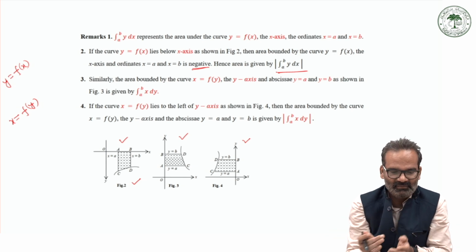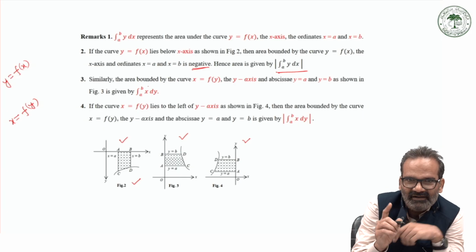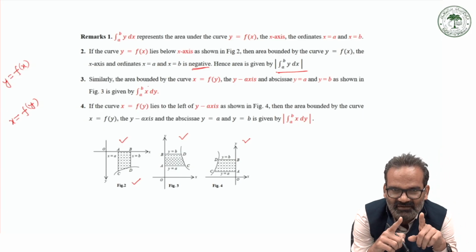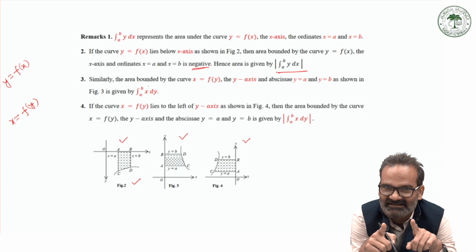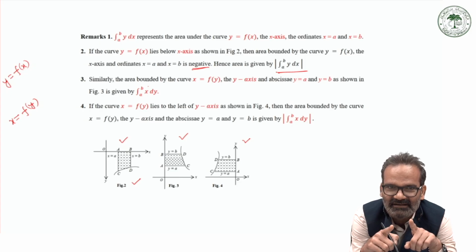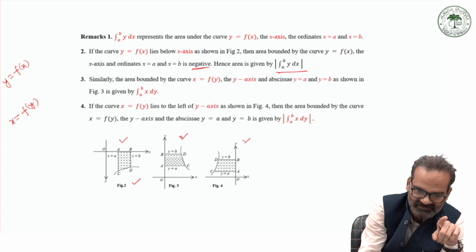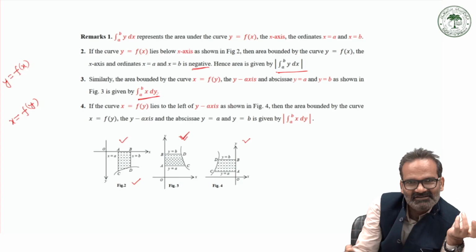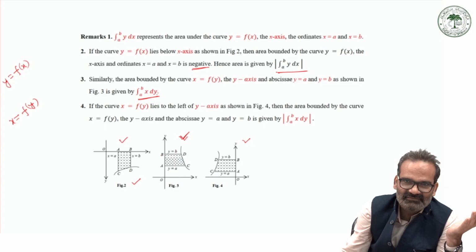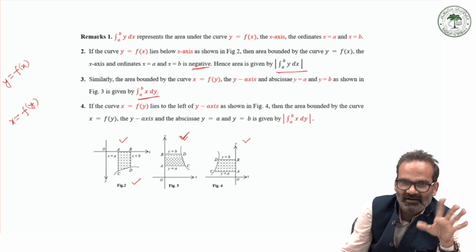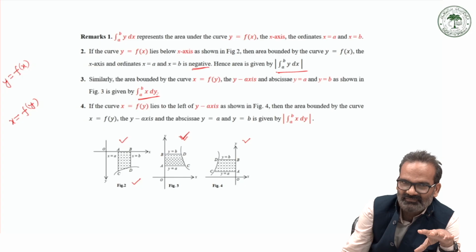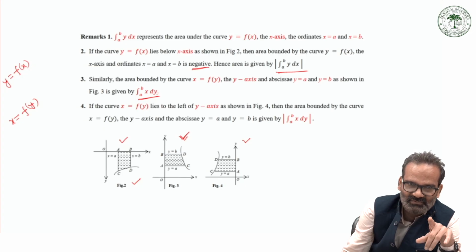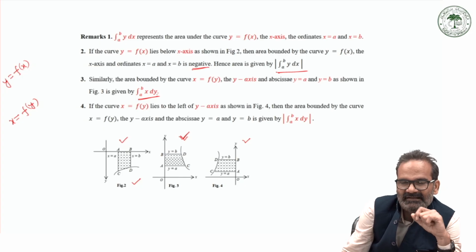we will calculate. So the area bounded by the curve x equals f(y), the y-axis and the abscissa y equals a and y equals b, as shown in figure 3, is given by the integral of x dy. Naturally, in case 1 we had y dx, so x and y are interchanged, therefore in place of y we will have x. So the formula is the integral of x dy from a to b.